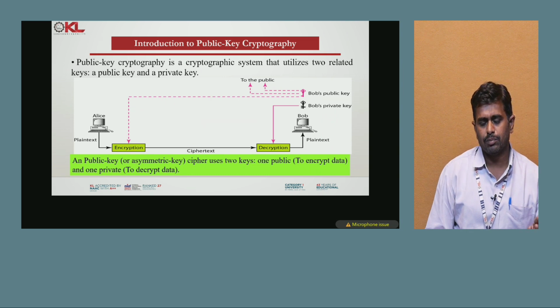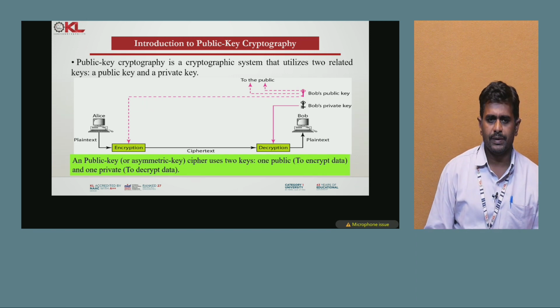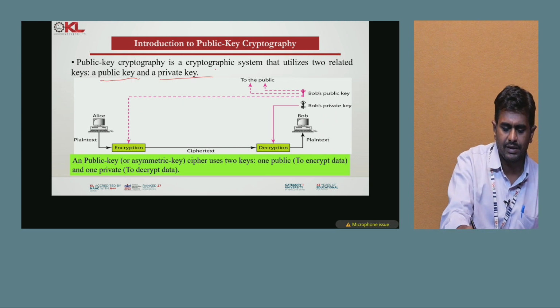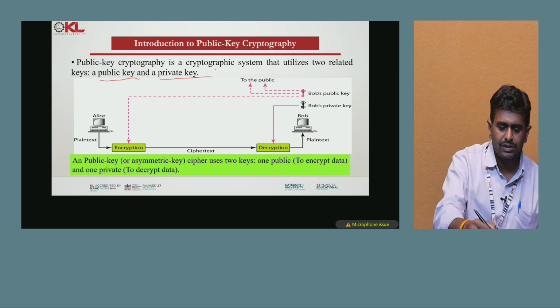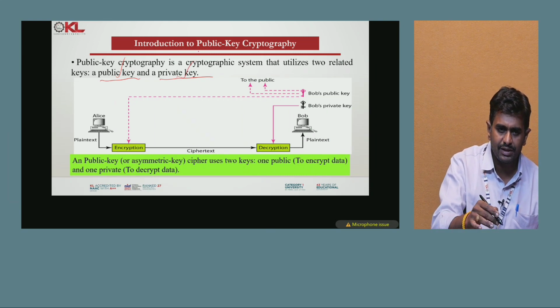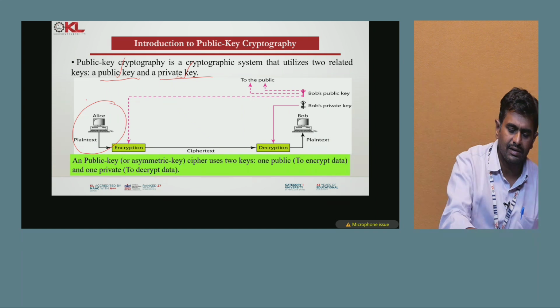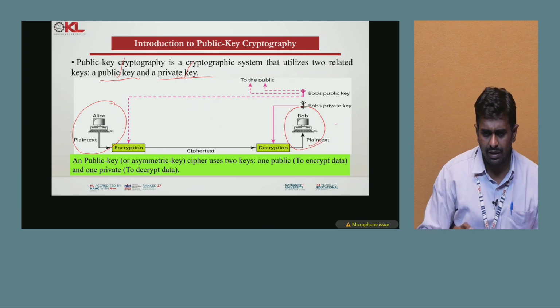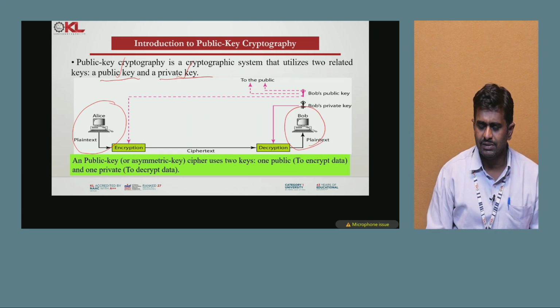Public key cryptography, or we call it asymmetric key cryptography. In this asymmetric key cryptography, we use two keys. One is the public key, next one is the private key. This public key is used on one side, this private key is used on another side. That means one side is the sender here, see the diagram. Alice is sitting on the sender side, Bob is sitting on another side, that is the receiver side.